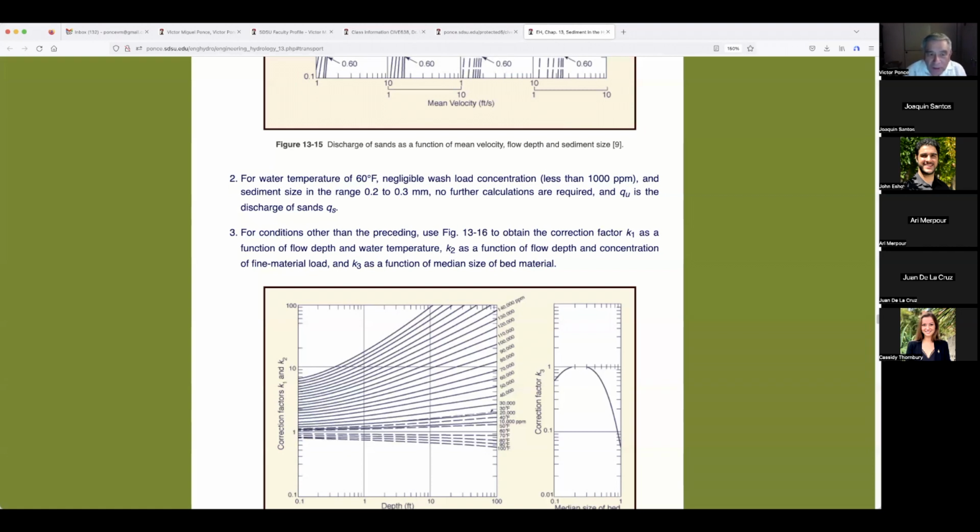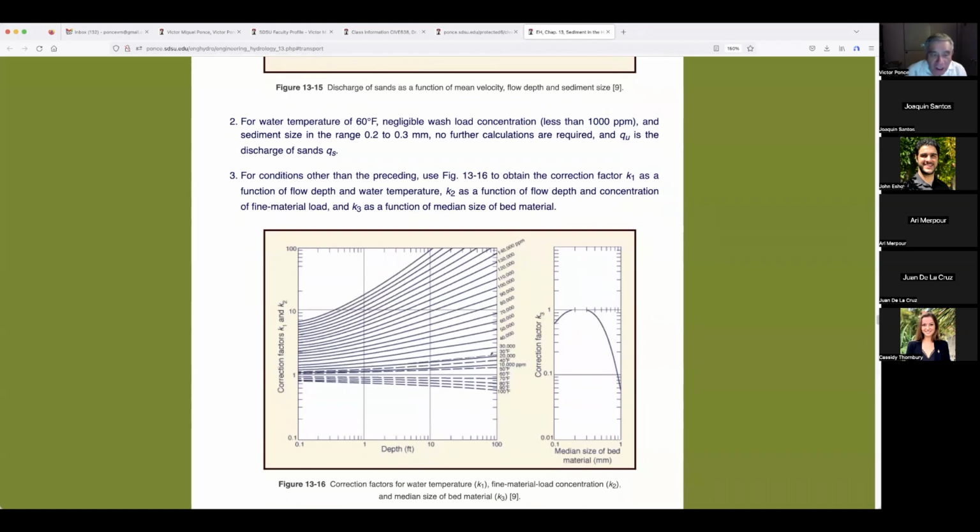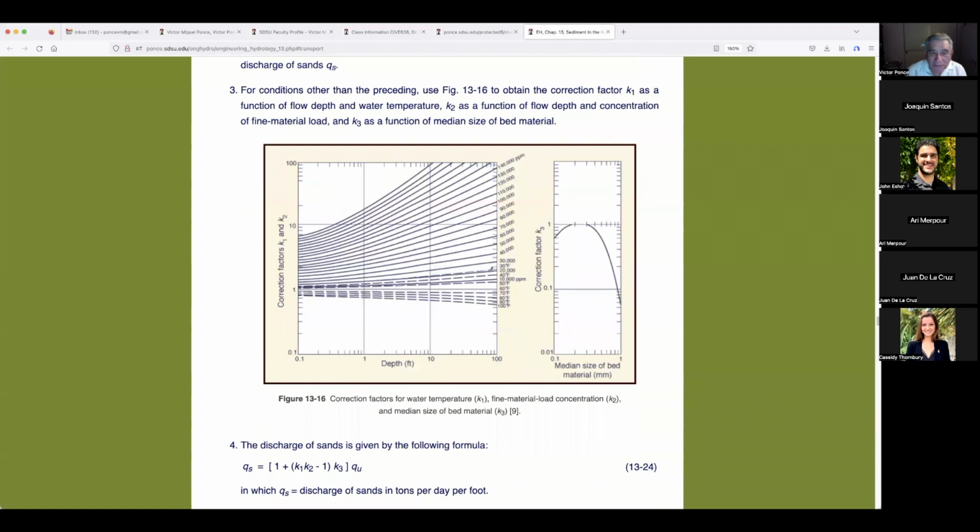For conditions other than the preceding, in other words, for water temperature different than 60, wash load concentration greater than 1,000, and sediment size in a range different than between 0.2 and 0.3, which appears to be the central range of Colby's values, then you got to come up with a correction. And the corrections are K1 for water temperature, K2 for concentration of wash material or fine load, wash load, and K3 is a function of median sediment size. So these are the charts. They're not very clear charts, but they're charts nevertheless developed by Colby.